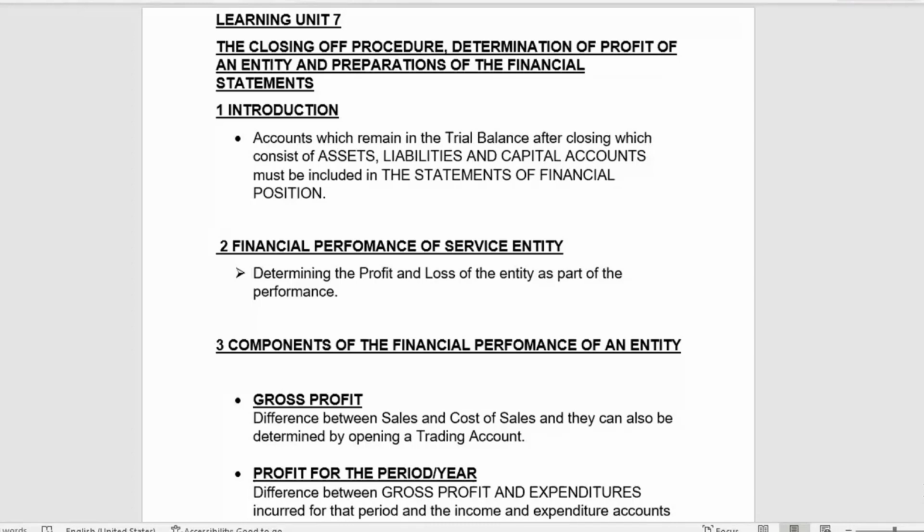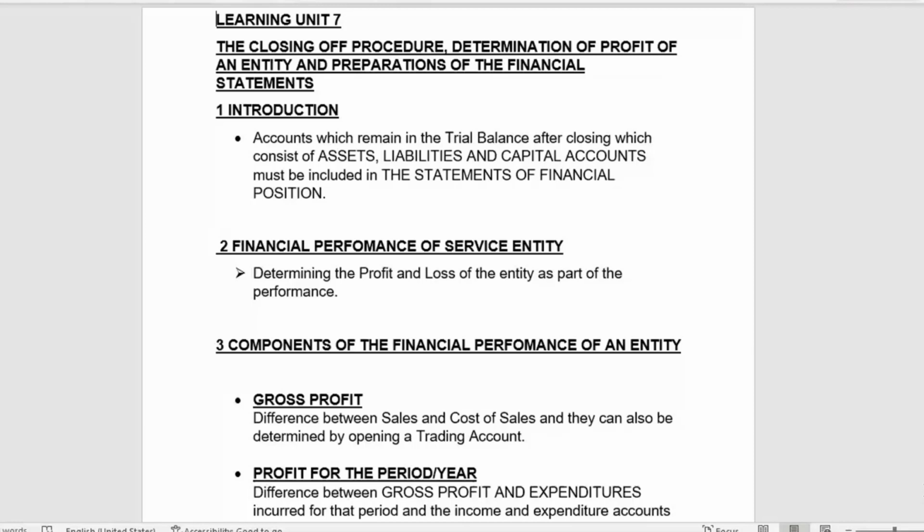But the introduction would go as follows: accounts which remain in the trial balance after closing, which consist of assets, liabilities, and capital accounts, must be in the statement of financial position. But we all know that the accounts that consist of the incomes and the expenses go to the statement of profit and loss and other comprehensive income. So to emphasize it more, the statement of profit and loss is actually your income statement, and the statement of financial position is your balance sheet. So that's the term that they used to use way back before.